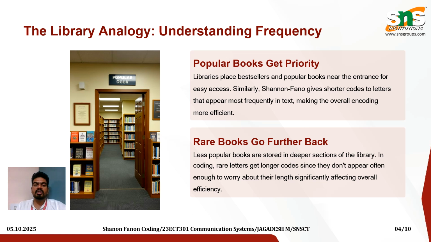The library analogy is a very good example for understanding this coding method. Popular books get priority in a library. If you go inside, some author books and some title books are very frequently used by the library users, right? So those would be placed in the front row so that they can be accessed easily. And very less frequently used books were placed at the end of the rack. This is a very good example for understanding Shannon-Fano coding.